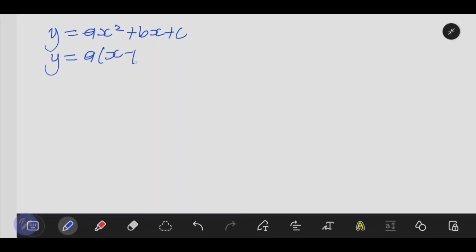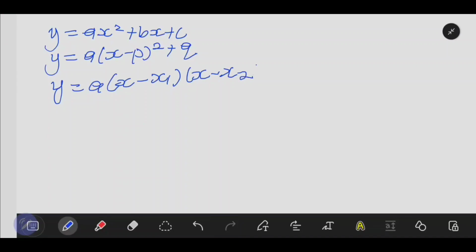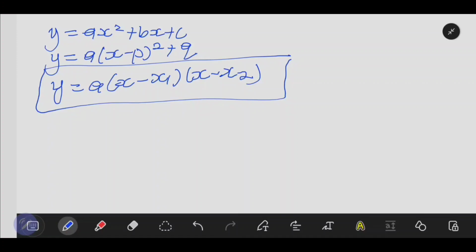In the previous videos, we talked about quadratic functions. We talked about type 1, which is y equals ax squared plus bx plus c. Then we also talked about type 2, which is a times (x minus p) all squared plus q. Now in this video, our objective today is to check type 3, which is y equals a times (x minus x1) times (x minus x2). So this is our objective for today's lesson.